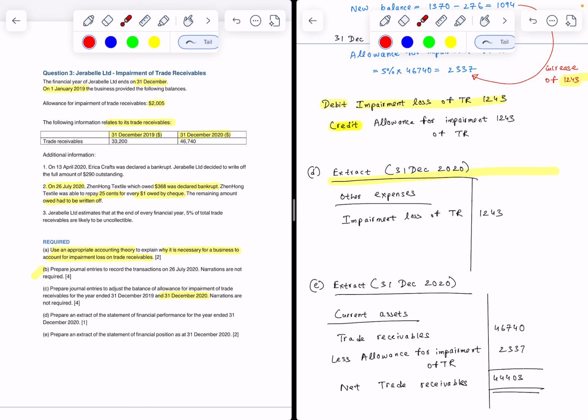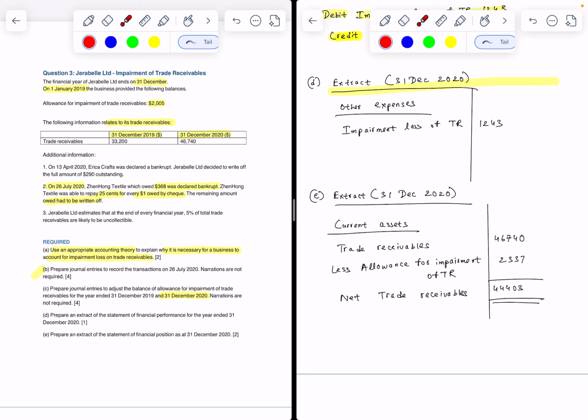Next, we are required to prepare an extract of the Statement of Financial Position as of 31 December 2020, which is also known as the balance sheet. Again, I've just written extract of 31 December 2020 in short. You will be given the title in the exam, I believe. So in the balance sheet, what do we report? We report our assets. Now, trade receivables is a current asset, right? So under the current assets section, we will first include the original or the gross amount of trade receivables, which is $46,740 at 31 December 2020.